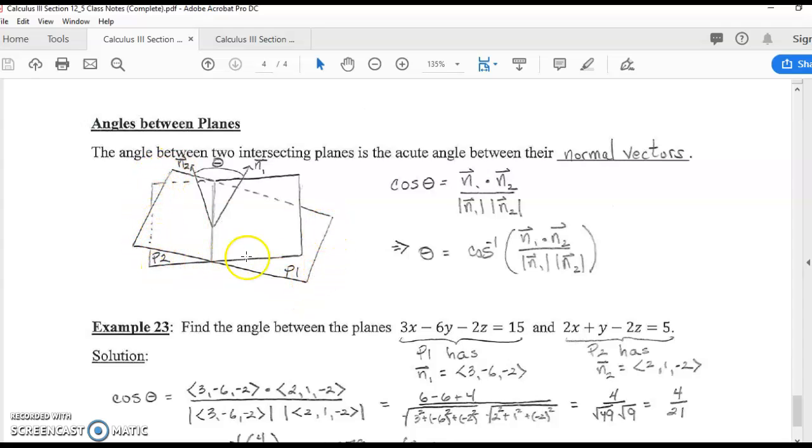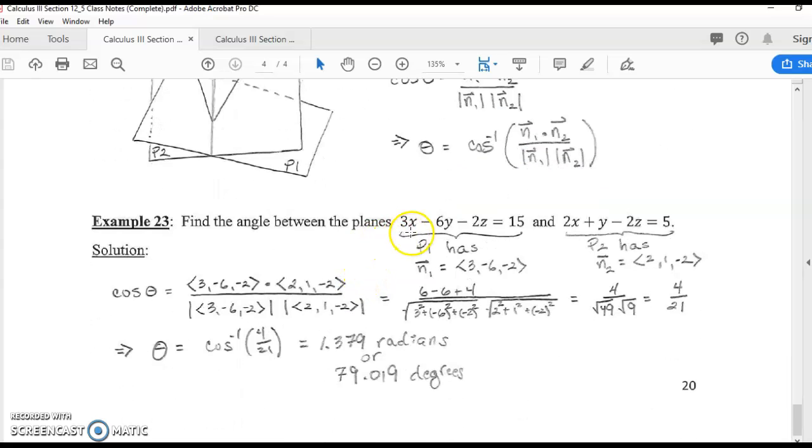This guy is plane 2. And they intersect. Planes will intersect in a line. So this is the line that intersects them. So this N1 here is the normal coming up out of plane 1, and this N2 is the normal coming up out of plane 2. We want the angle between those two vectors. Well, we know that the dot product gives us the cosine of the angle between any two vectors. Specifically, the cosine of theta, the angle between two vectors, is N1 dot N2 divided by the length of N1 times the length of N2. So in other words, theta is the inverse cosine of this value.